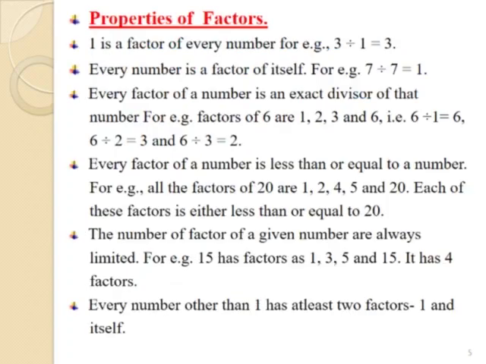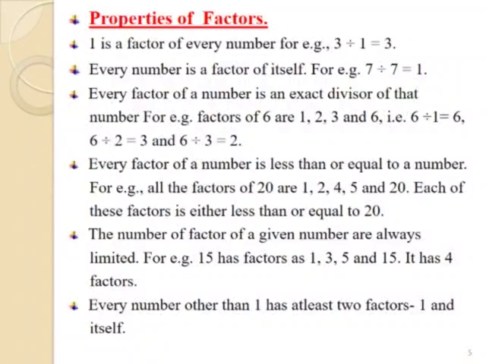Properties of factors. Point number 1. Every natural number can be divided exactly by 1. That is, 1 is a factor of every number. For example, 3 divided by 1 equals 3. 9 divided by 1 equals 9, etc.